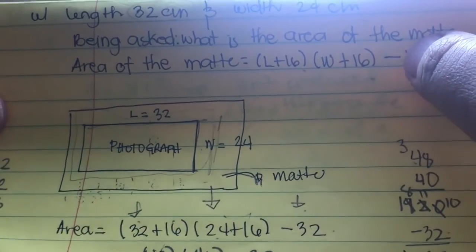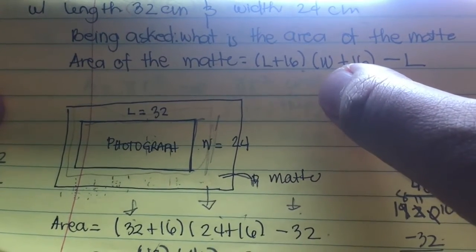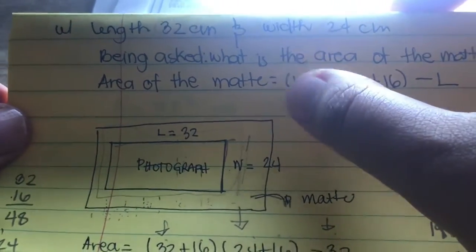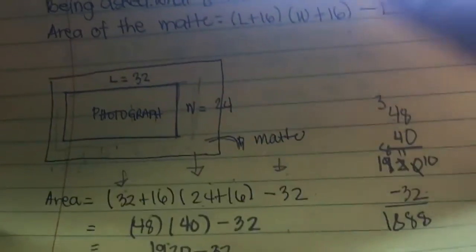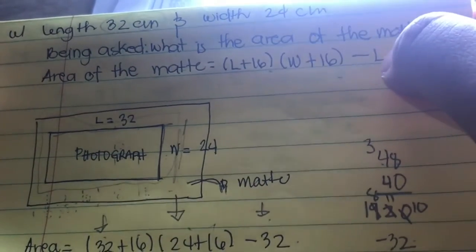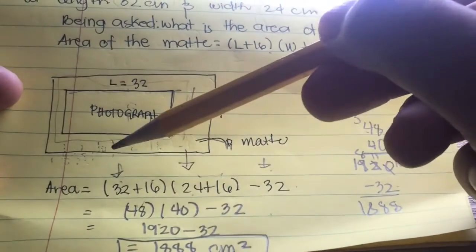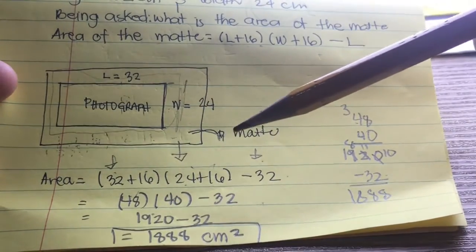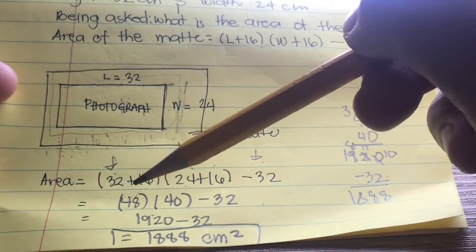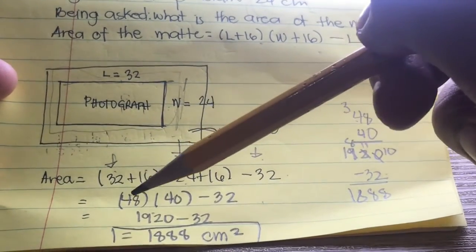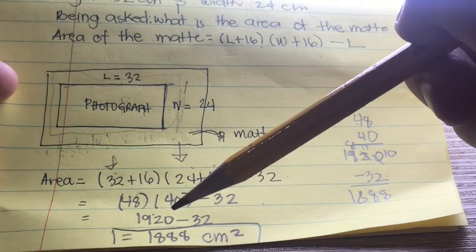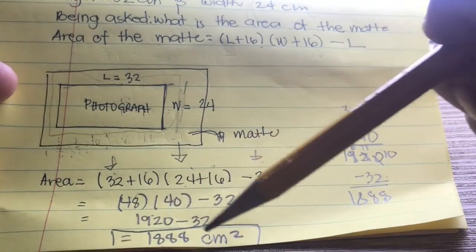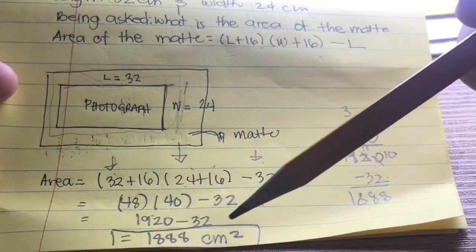So it looks like there's a photograph and there's a mat, and we want to know the area of the mat. We know that the length of the photograph is 32 and the W is 24. Now just plug in the values of L and W. That would be 32 plus 16 times 24 plus 16 minus 32 times 24. You get 48 times 40 minus 32 times 24, 1920 minus 768, and then you get the final solution. The area of the mat is 1152 centimeters squared.